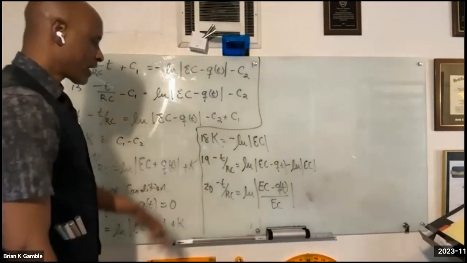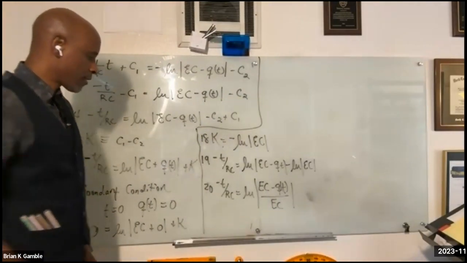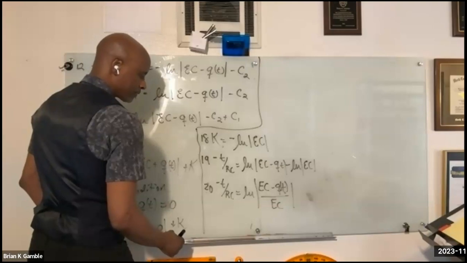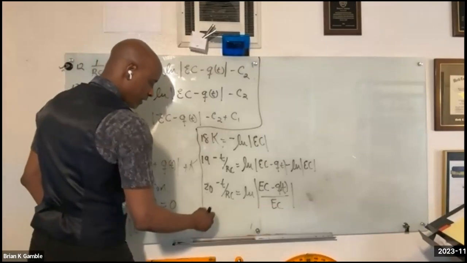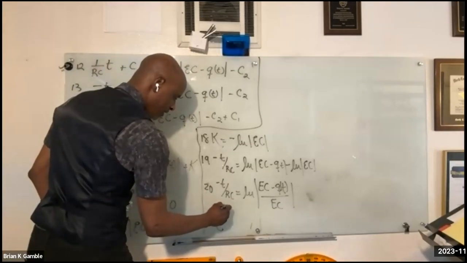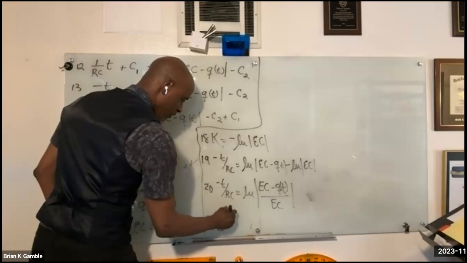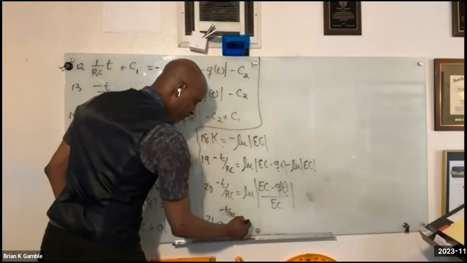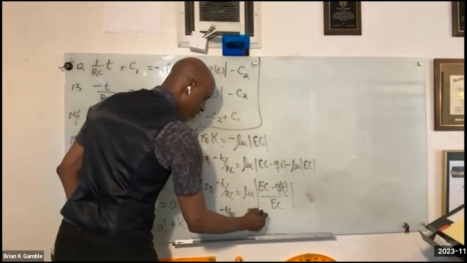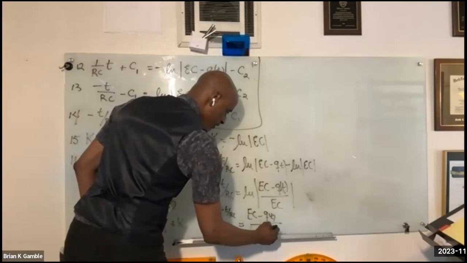And now I'm going to take the exponent of both sides of the equation because I want to get rid of that log. If I take the exponent on the right side, then I just have E to the minus T over RC. And on the left side, it just takes the argument out. I just end up with EC minus QT over EC.